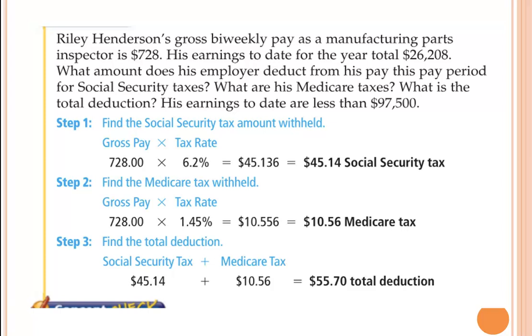So really, unless the problem you are working says that their earnings are over $97,500, you just ignore that part. But that will be in some problems, so you need to be aware of that so you're not using the wrong number. So you will use these 3 steps to complete these problems. Step 1, find the Social Security tax amount. You take their gross pay times their tax rate.